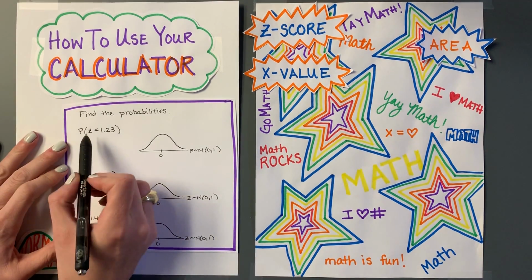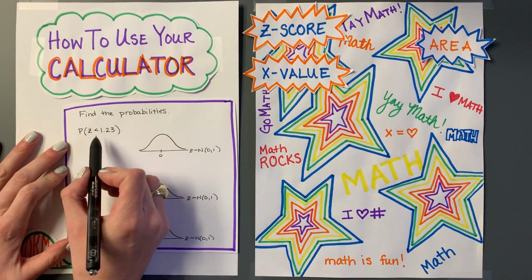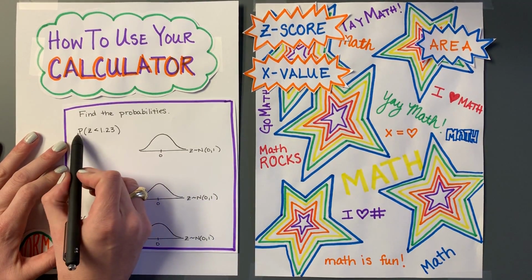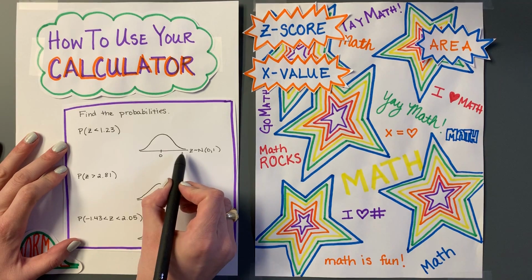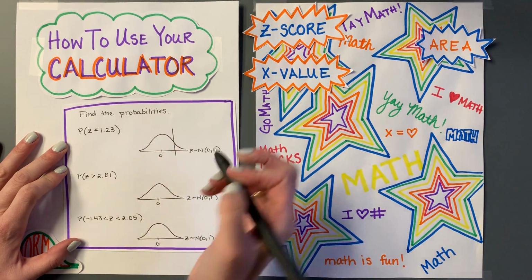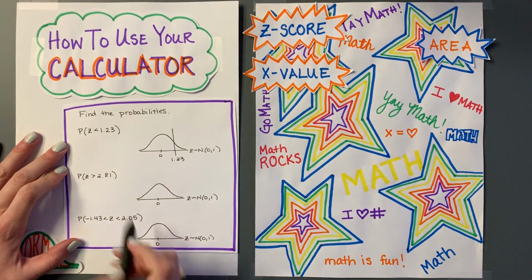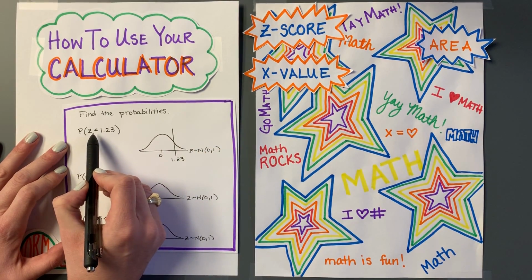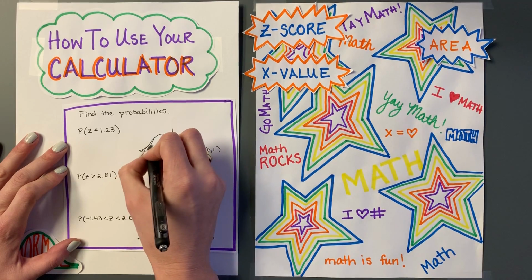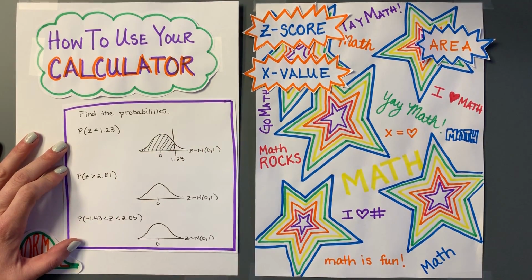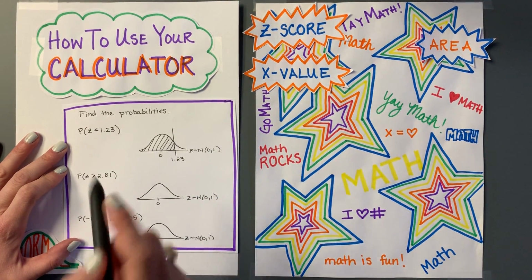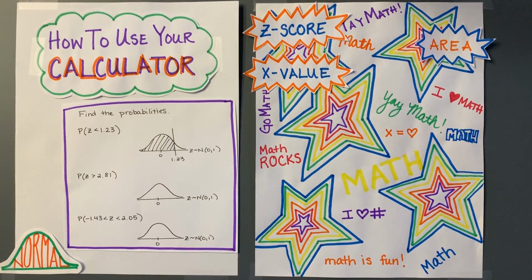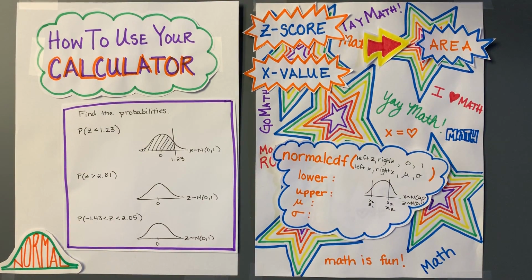So the first thing I need to do is look at my probability statement here, and I am going to draw this on my picture. So the probability that z is less than 1.23. So a z value of 1.23, that's on my axis here. So I am going to identify 1.23, and then I'm going to look at my inequality symbol. It is less than, so I am looking for the probability that the z value is less than 1.23. So I'm looking for the area under the curve to the left of 1.23. In this case, I'm going from a z-score to an area, which means I'm going to use my normal CDF function.